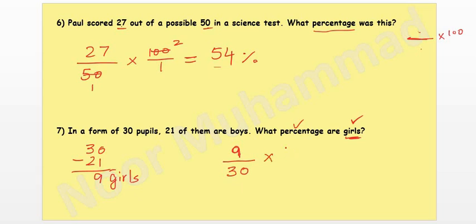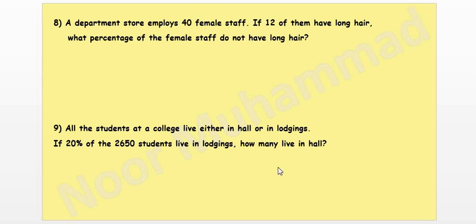Now multiply it by 100. So it will give you what? 0 will be cancelled with the 0. 9 times 10 will be 90 out of 3. Now 90 out of 3, it's very simple. 9 divided by 3 will be 3, and you will place the extra 0. So there are 30% girls, right? Now these questions are of the same idea. Better pause the video here and solve at least question number 8 on your own.